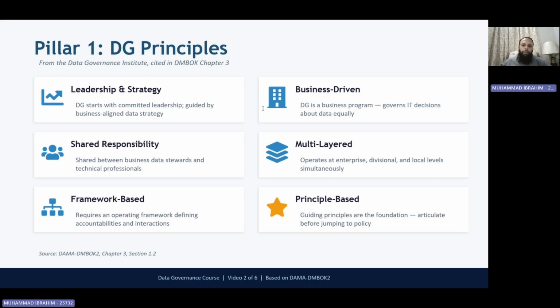The sixth is principle based. Guiding principles are the foundation of governance activities, especially policies. Organizations should articulate core principles before jumping straight to writing policies. When you start with principles, you can always point back to them when people resist a specific policy. The principle is the why behind the rule.